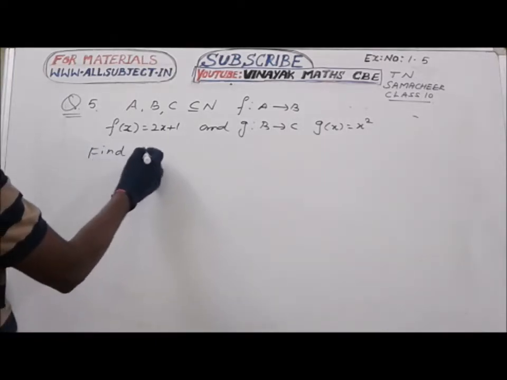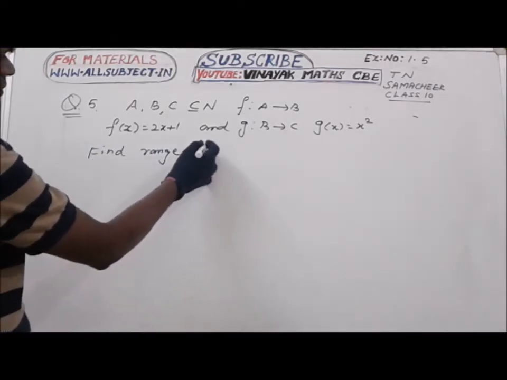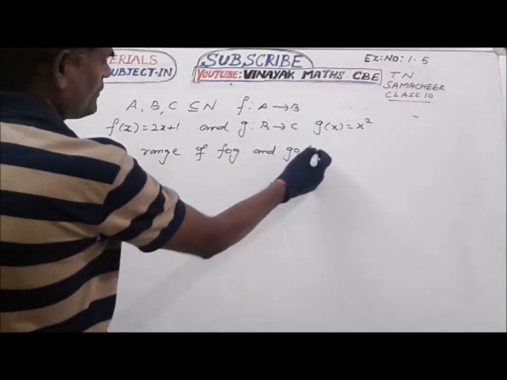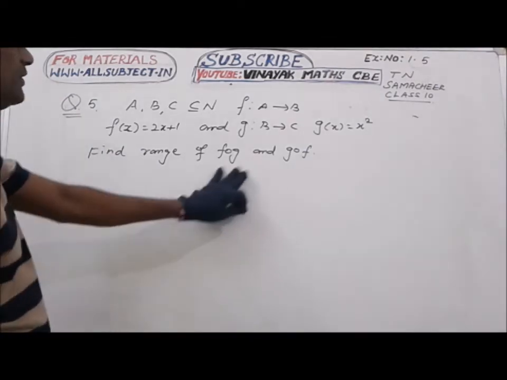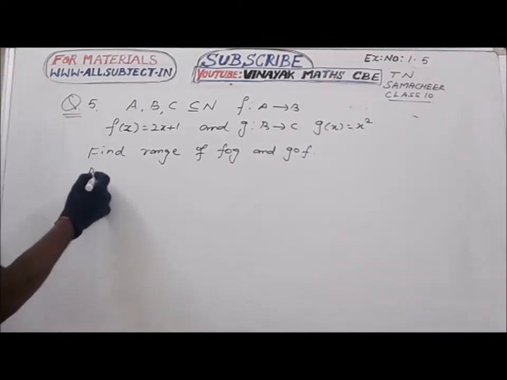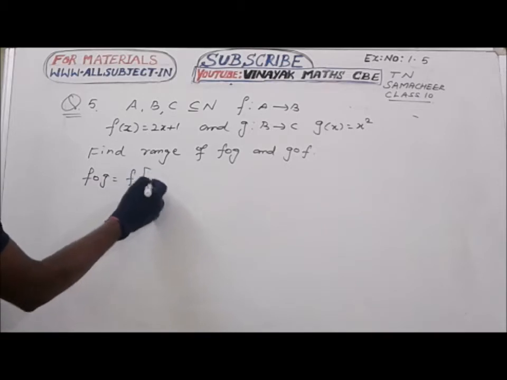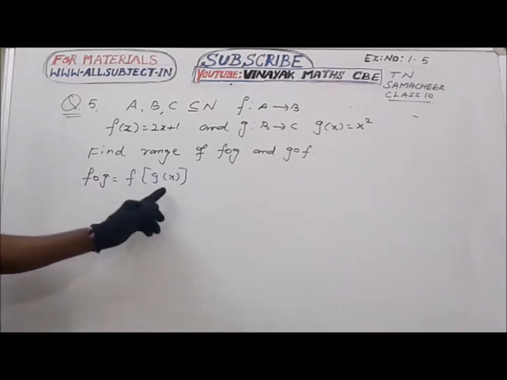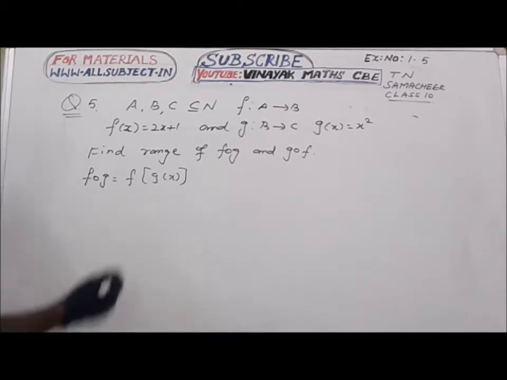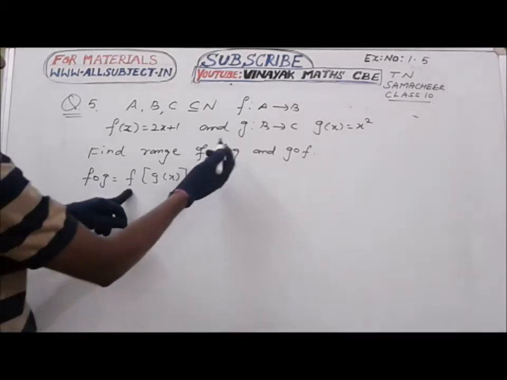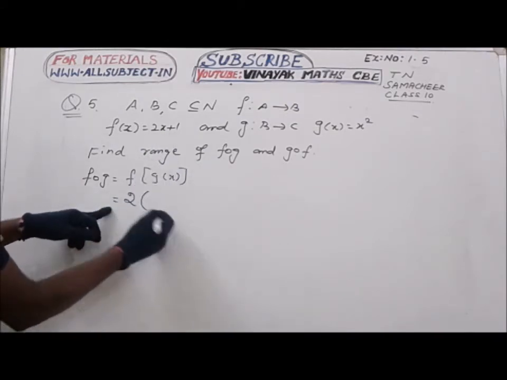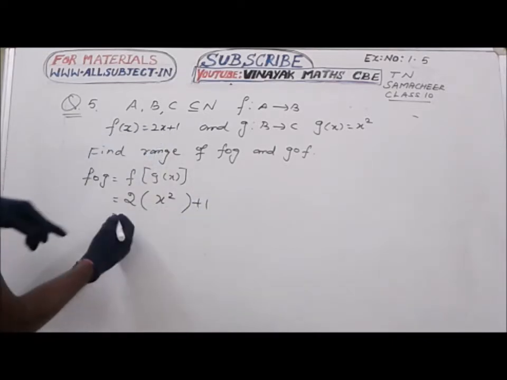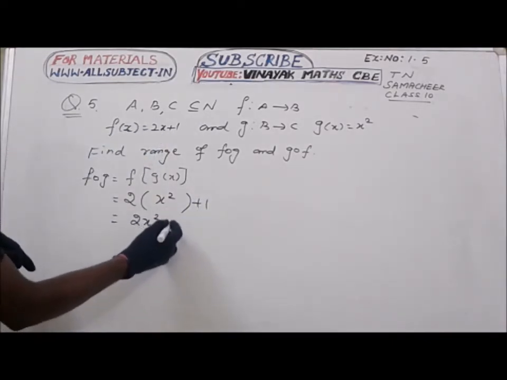Find the range of f composition g and g composition f. First of all, we need to find f composition g and g composition f. f composition g is equal to f of g of x. Replace all x in f by g of x. That will be equal to, f of x is 2x plus 1, in the place of x, substitute g of x, x square, and the remaining is plus 1. Simplify it, 2x square plus 1.